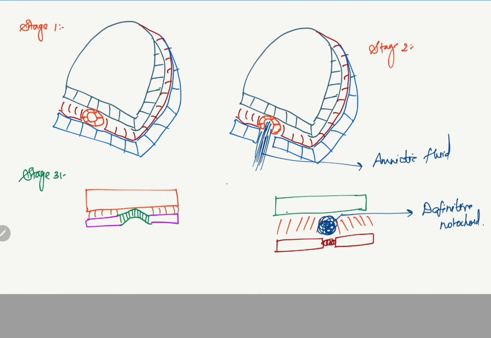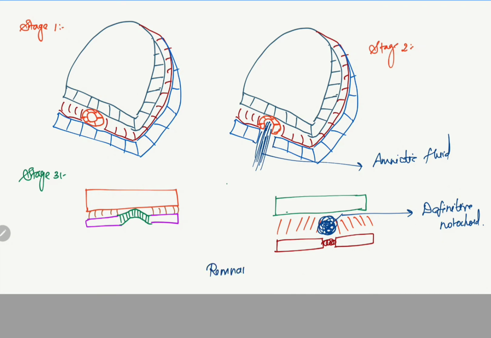Of course, it is a primitive structure. Notochord is a primitive structure which develops during the 3rd week of intrauterine life. But why is this so important? Because it determines the axis of the embryo, the central axis of the embryo. So usually it degenerates in adults. All of us will be having remnants of notochord.